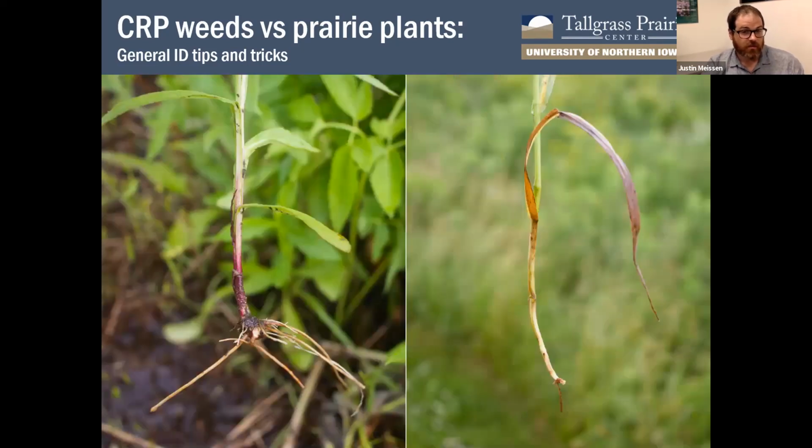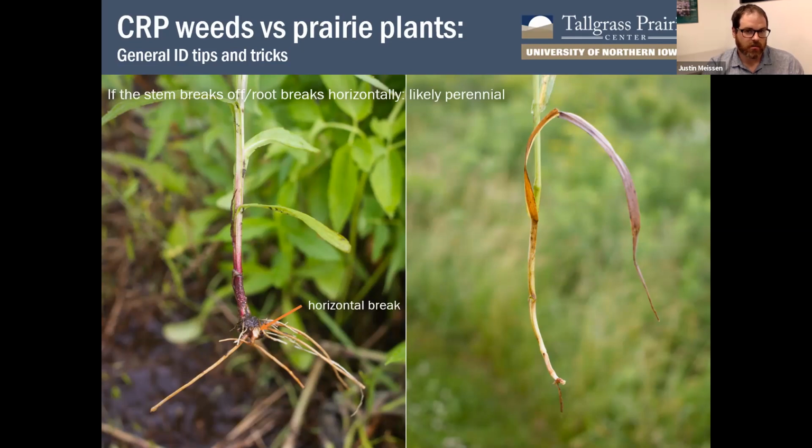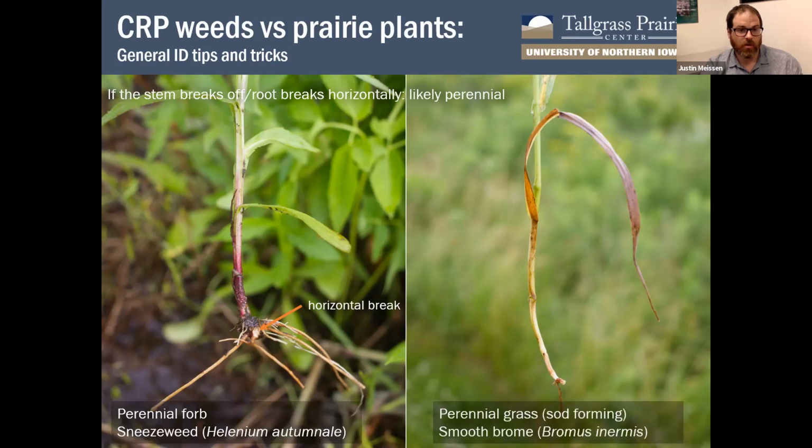If the stems break off, or break off at the root horizontally, it's likely perennial. So here's an example of a perennial forb, which is rhizomatous, and we see the white part here is where the root broke horizontally. This is sneezeweed. And over here we have an example of a perennial sod-forming grass, which is a weed as it happens, which is smooth brome. And that stem just broke right off at the base of the soil surface.